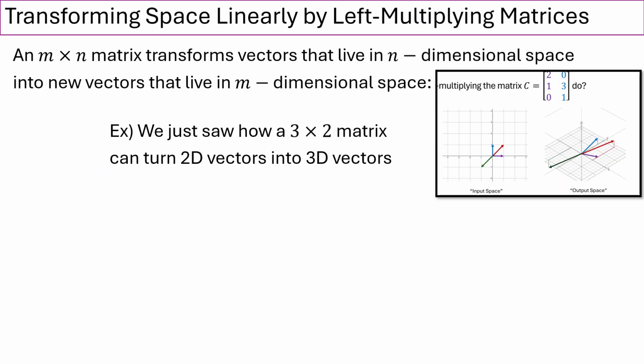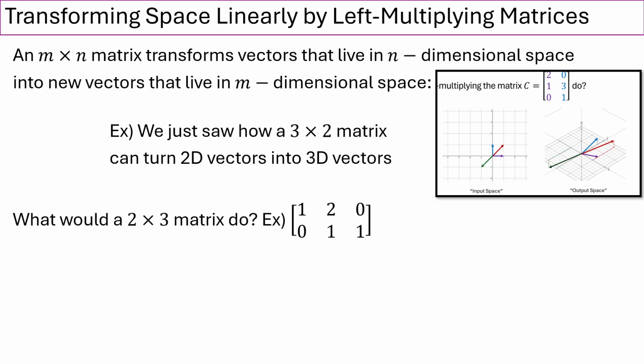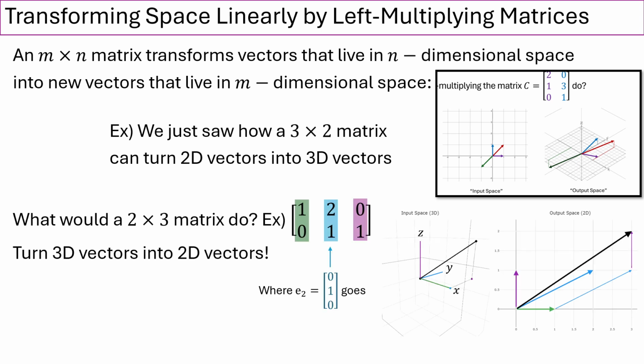So we've looked at a few specific examples now, so let's zoom out and look at the general rule for matrix dimensions. An M by N matrix is a machine that transforms vectors from n-dimensional space into m-dimensional space. We just saw how a 3 by 2 matrix acts as an embedding tool, taking 2D vectors and placing them onto 3D space. But what happens if we flip the dimensions? What would a 2 by 3 matrix like this one do when we left multiply it? Well, instead of going from 2D to 3D, it should do the reverse. All right, so it should take 3D space and squash it down into a single plane.